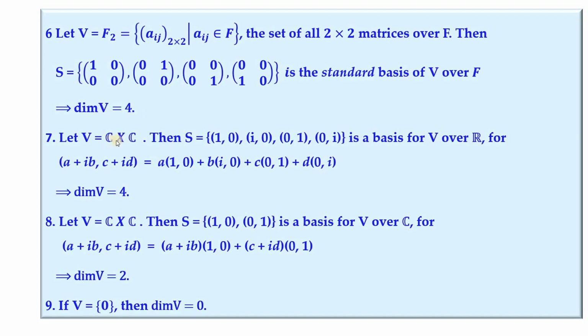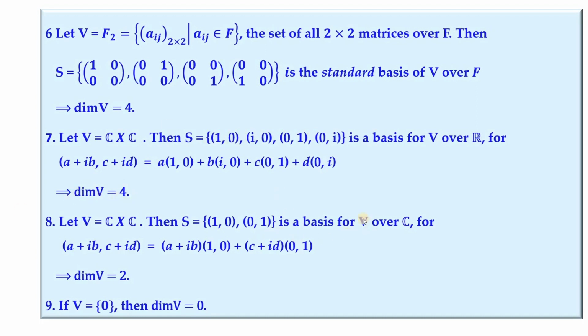And if we consider C cross C, then in that case we have the ordered pairs (1,0), (i,0), (0,1), (0,i). They form a basis over R, and the way it has to be written is a plus ib, c plus id, as given here. So these are the basis elements, so they are 4 in number, and therefore dimension of V is 4.